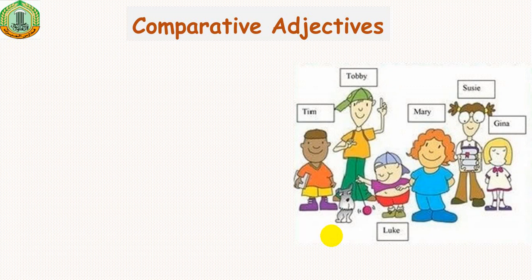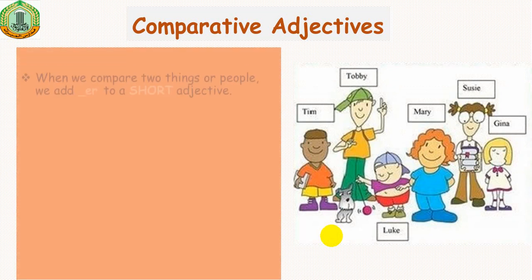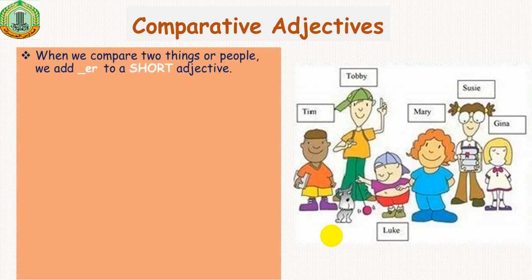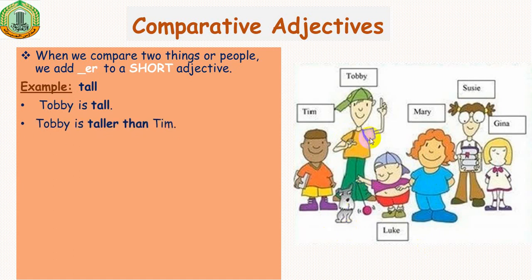Look at the following figure now. When we compare two things or people, we add er to a short adjective. For example, tall is an adjective. It is a short adjective. Toby is tall. Toby is taller than Tim.